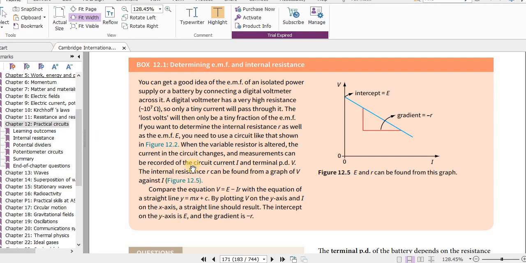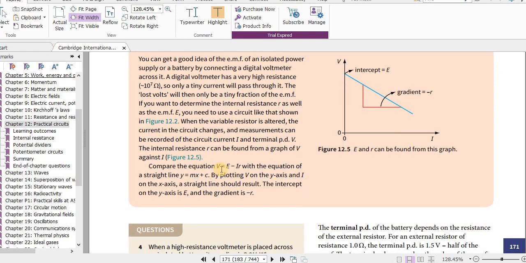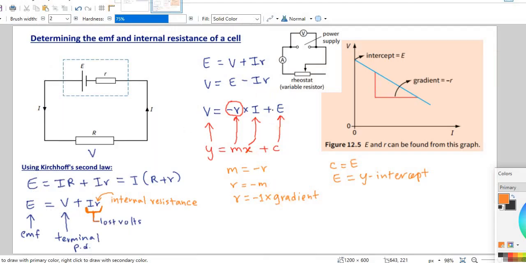And measurements can be recorded of the circuit current I and the terminal potential difference V. So circuit current I and terminal potential difference V, x and y values. The internal resistance can be found from a graph of V against I. So figure 12.5, this is what I explained. Compare the equation, this one. So I showed you all the details here. This is very important.